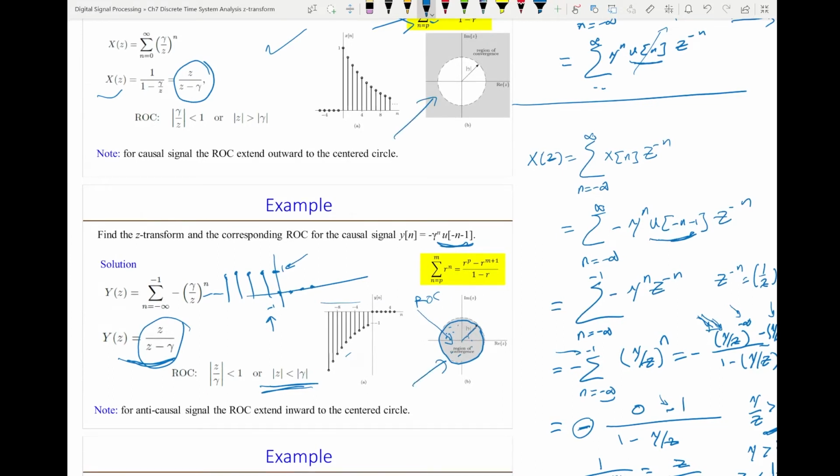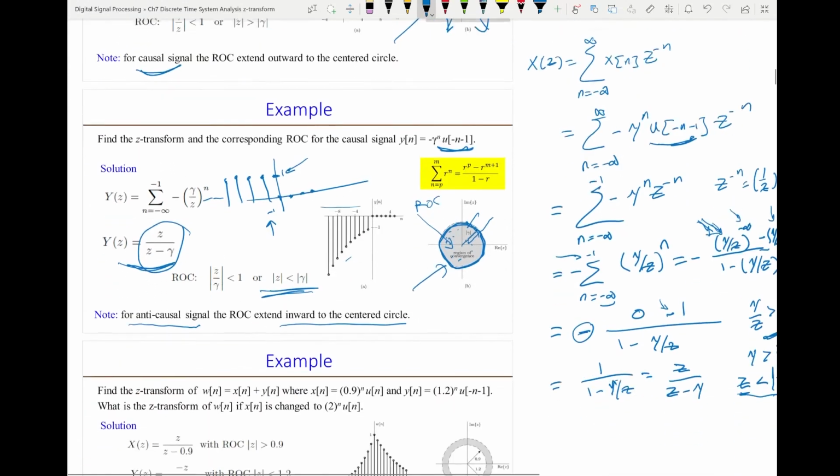So for a causal signal, that means a signal that exists for positive n, the region of convergence is outward of the circle determined by the vector gamma. And if the signal is anti-causal, that means the signal exists for negative n, then the region of convergence is inward to this centered circle, and this circle is determined, again, by gamma. So remember: causal signal, region of convergence outward; anti-causal, inward.